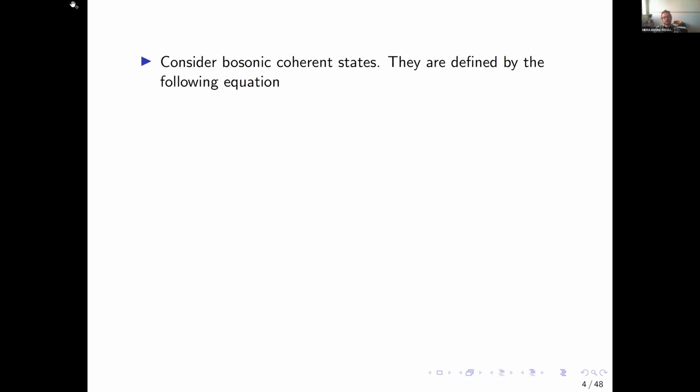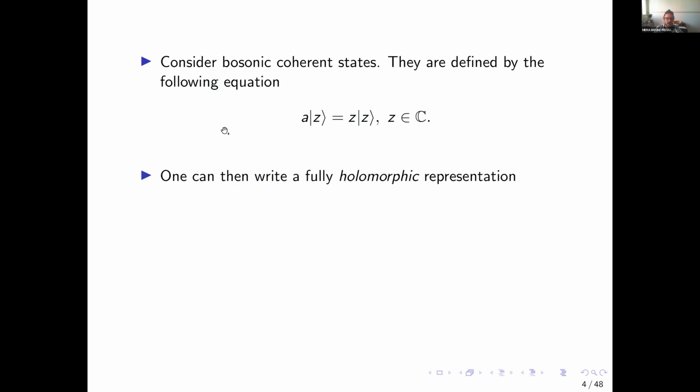So let us consider bosonic coherent states. They are defined by the following equation. A here is a bosonic annihilation operator, and Z is a complex variable. And so you have this equation, and one can define a fully holomorphic representation of this state or family of states, which is of this form. The first thing that you see is that the right-hand side only depends on the variable Z and not on the complex conjugate. If you use this parameterization, you notice immediately that the state or the vector is not normalized to 1. So you have this normalization that appears, and this is a common feature that will appear later.